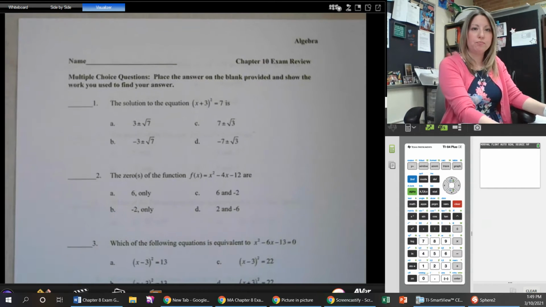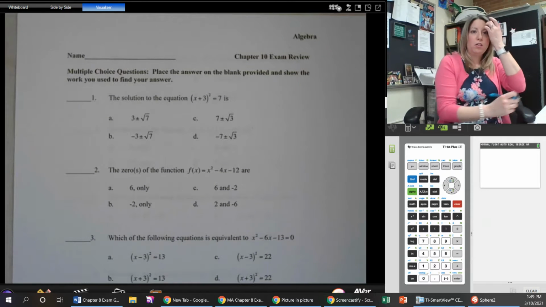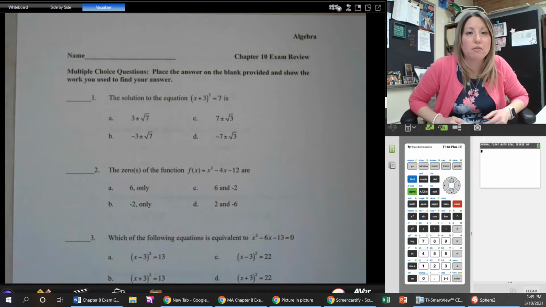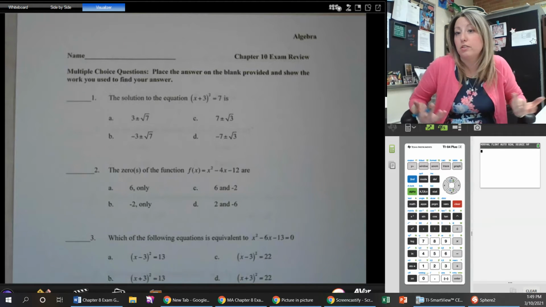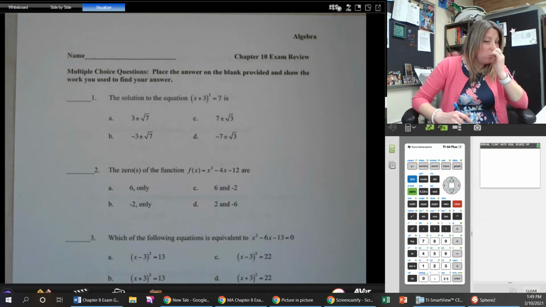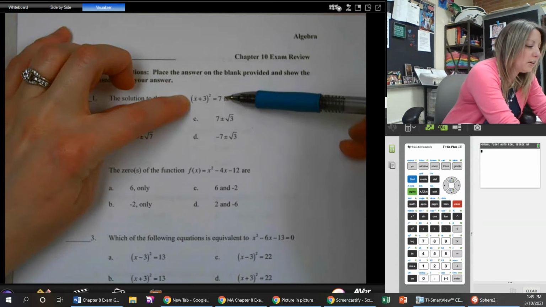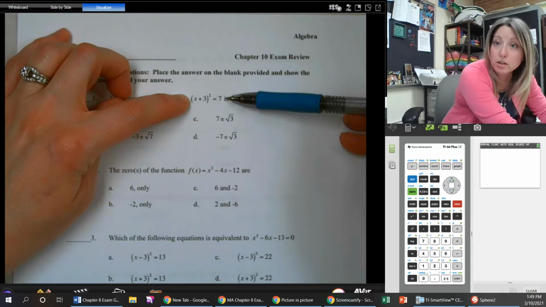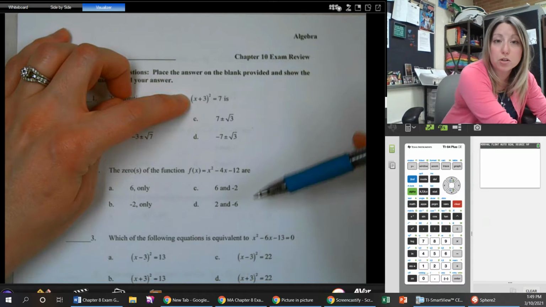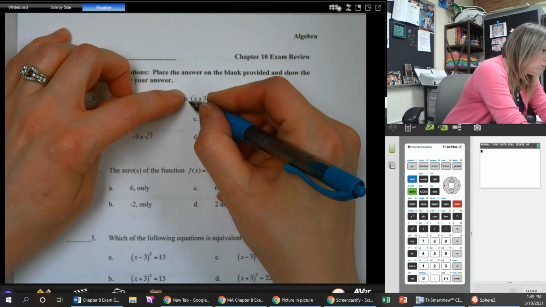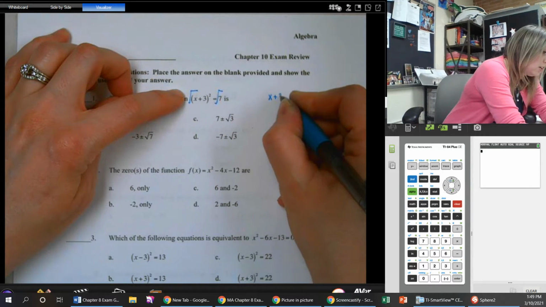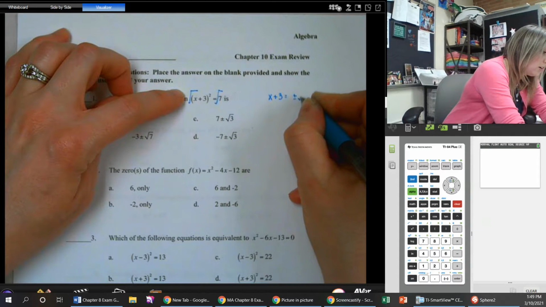Let's start with number 1. The solutions to the equation (x + 3) squared equals 7 are, because it should be are, there's more than one. Well, this is like completing the square has happened already, and we factored it into the binomial squared. That is the whole point of completing the square, is to create that binomial squared. So now all we have to do is the opposite of squaring something is take the square root. So take the square root of both sides. Get x + 3 equals plus and minus radical 7.